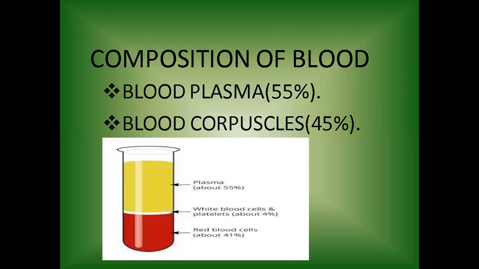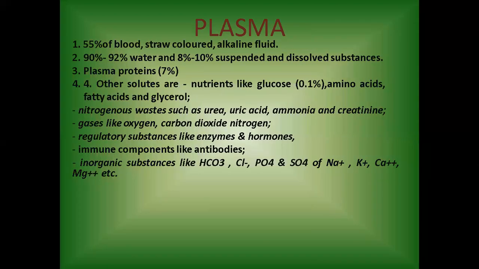When we observe the blood, it looks red. We cannot distinguish between plasma and blood cells. But if we collect blood and let it settle for a few minutes, at the top of the blood cells we can see a kind of liquid part. That liquid part is plasma. Plasma is 55% and blood cells are 45%. The 55% of the blood is straw colored. Straw means faint yellow color. That is plasma, and it is alkaline in structure.